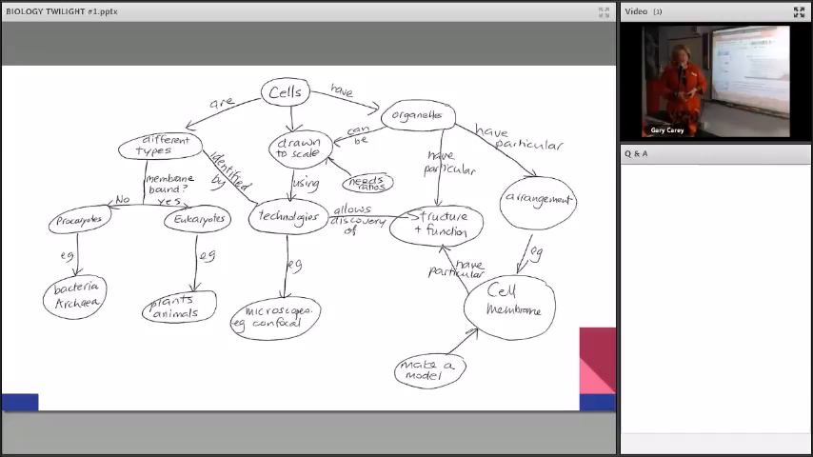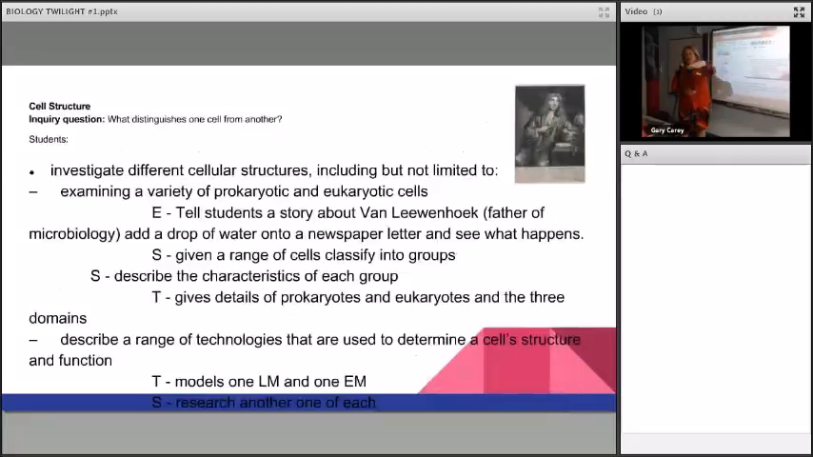All right, so let's move on and look at cell structure, which is the first part of the syllabus. The inquiry question says, what distinguishes one cell from another cell? We have to keep focusing on the inquiry question all the time. So every time we teach content, we say, what was the inquiry question again? If we don't, we will drift. And it's very easy to drift and do other content if we don't focus on it.